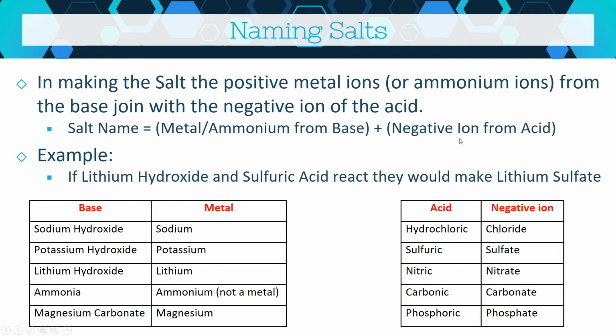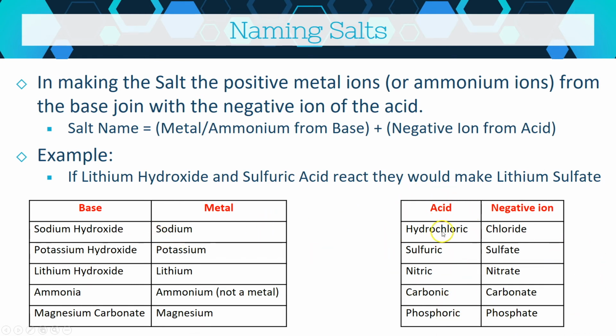Okay, what this means, take lithium hydroxide. Lithium hydroxide is a base, the metal in it is lithium. So we're going to take lithium as our first word. So we're going to react it with sulfuric acid. So you've got a table down here, and it says if it says sulfuric, the negative ion is sulfate. So that's going to mean you're going to get lithium sulfate. Okay, and that's what we've got over here. So there's some examples in these tables down below.